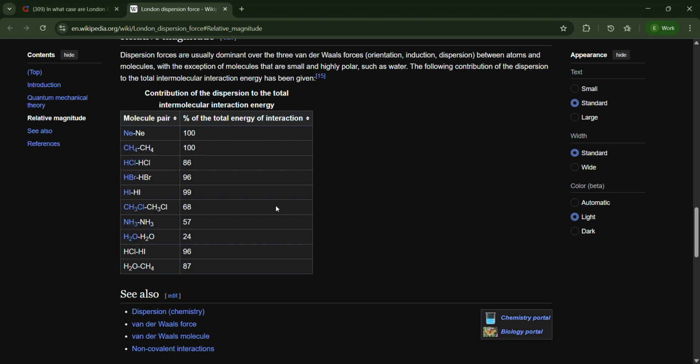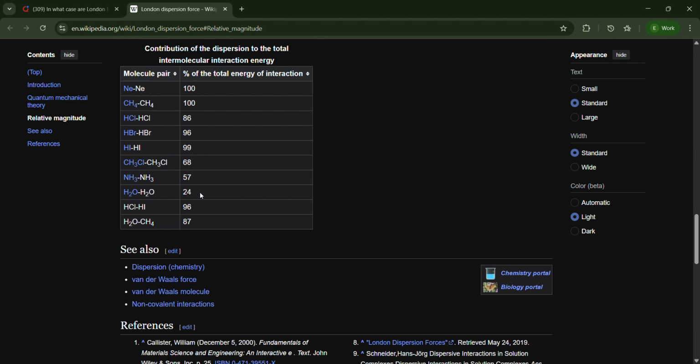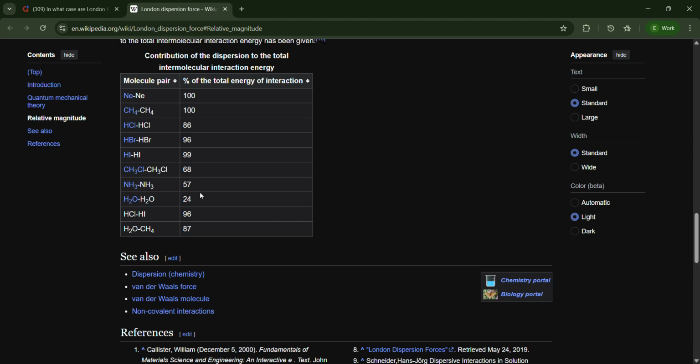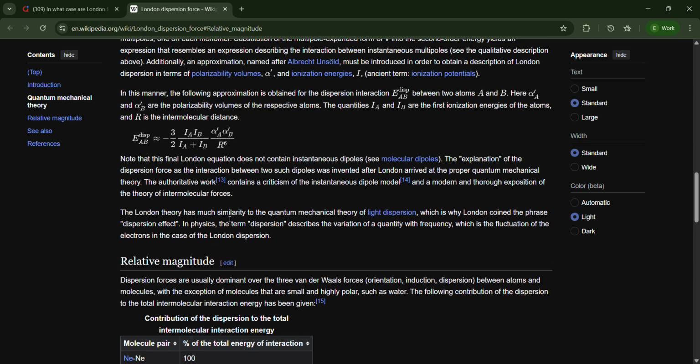Ne pair 100%, CH4 CH4 100, HCl 86, HBr 96. Br2, I think, is a liquid at room temperature, and it has quite strong London dispersion forces between them. CH3Cl 68, NH3 57, water 24, HI 96, water and methane 87. So these are the relative magnitudes.